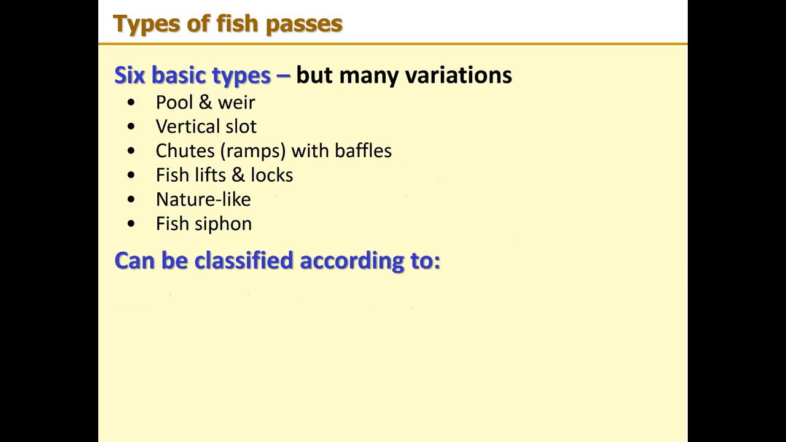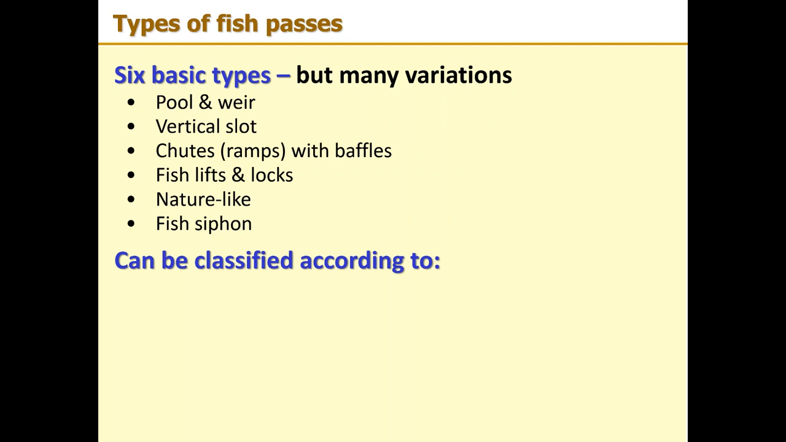So, the six basic types of fish passes. There are many variations, but I think they can be conveniently classified into those which make use of pools and weirs, or vertical slot, which is a variation of those; those that are modifications of chutes or ramps with baffles or structures that will slow down the flow; fish lifts and locks that will simply take the fish from downstream of the dam to upstream of the dam through a water lift; nature-like or nature-type fishways, which are becoming the subject of much more research in recent years; and finally, a relatively recent development called the fish siphon, which we'll show you in a moment.